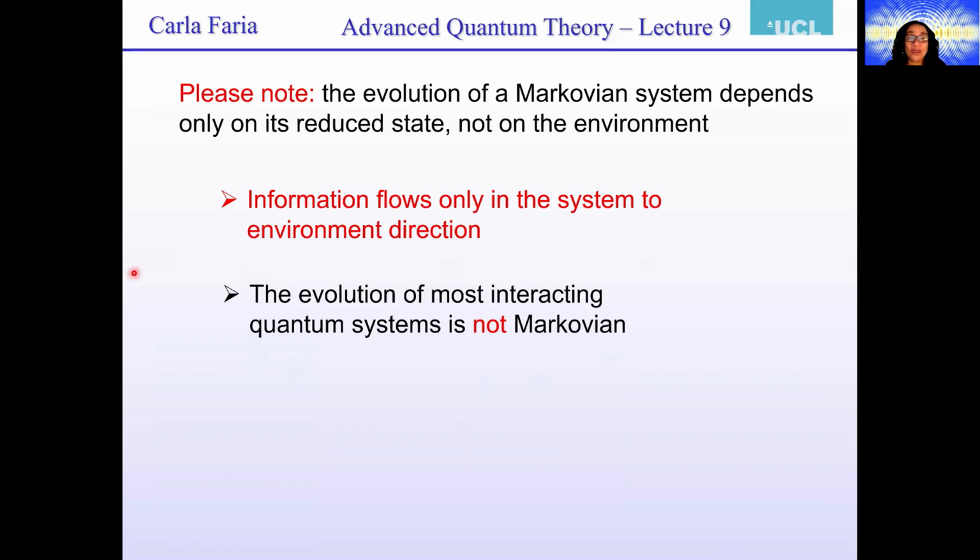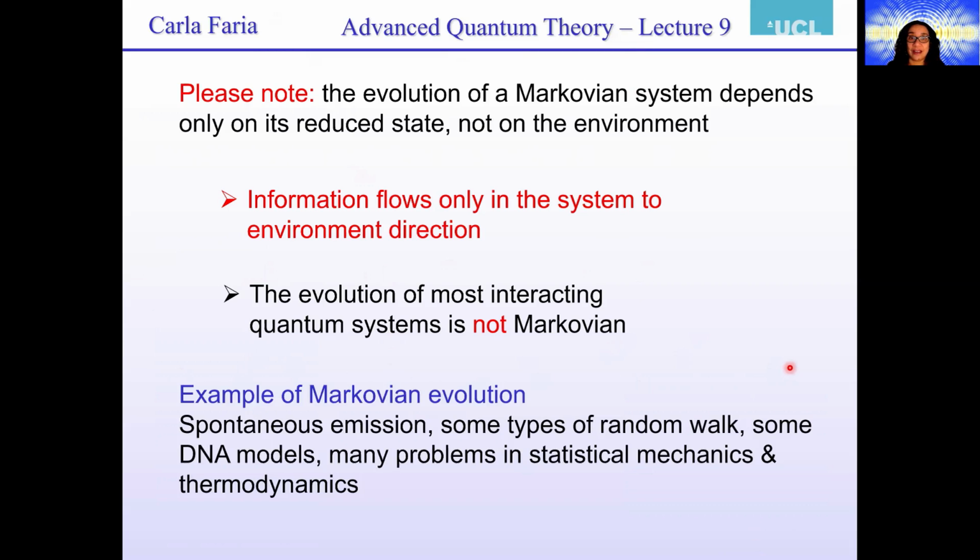We need to say that the evolution of most interacting quantum systems is not Markovian, because it's much more complex than that. But having said that, considering that a system has Markovian evolution can be a very good approximation to a lot of situations. There are a few models involving Markovian evolution, for instance, spontaneous emission, which is something that we are going to discuss, or sometimes a random walk, DNA models, and many problems in statistical mechanics and also in thermodynamics are influenced by Markovian evolution.